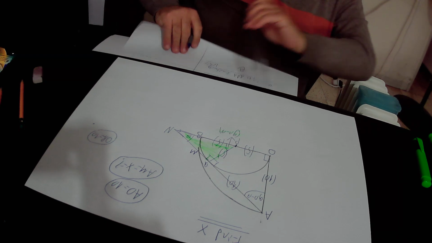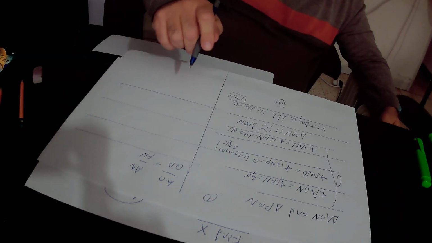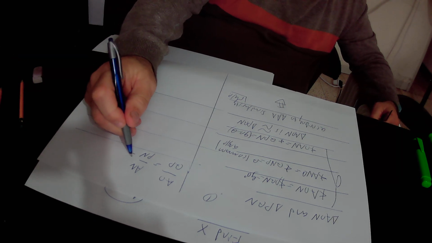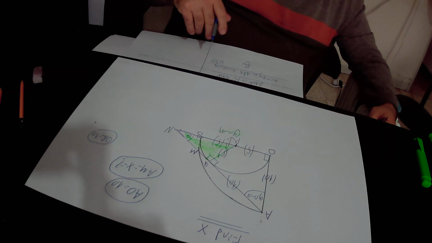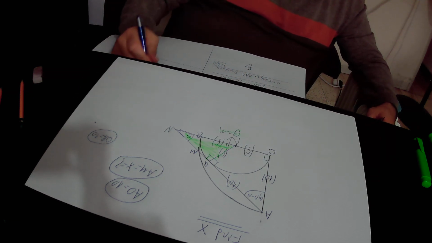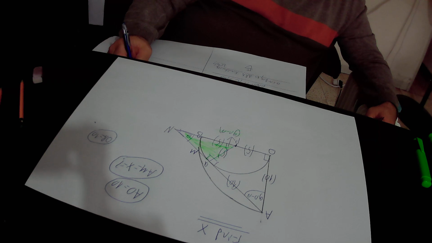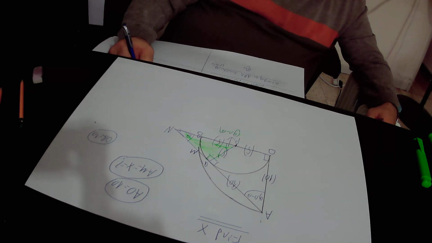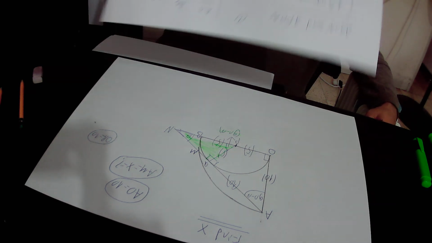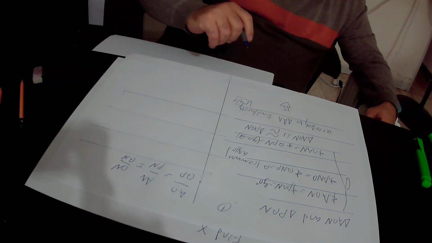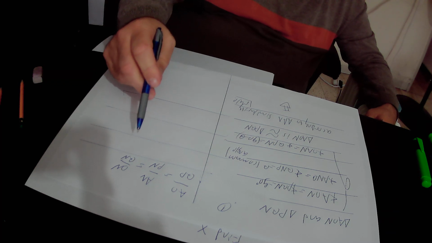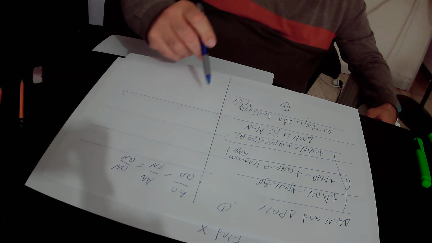Repeat again. From the fact that the two right triangles are similar to each other, we will derive that AO over QP equals AN over PN, and also equals ON over QN.